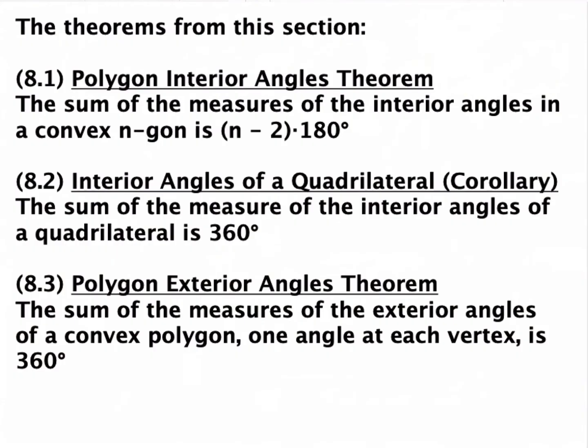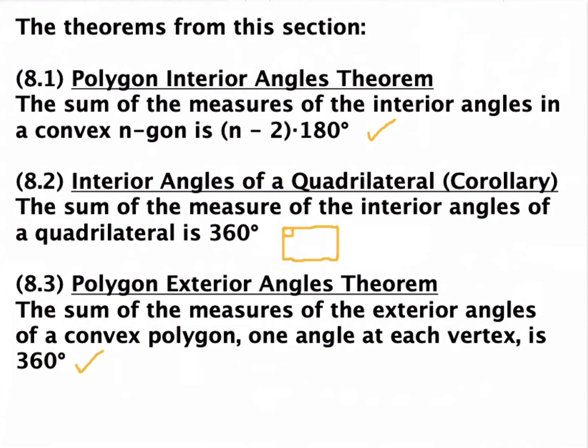These are the theorems from this section. The first one we've already talked about. It's just the formula, n minus 2 times 180. And the last one we talked about, the polygon exterior angles theorem, that the outside angles add up to 360. They put in an extra theorem. It's called a corollary because it goes on with 8.1. In the special case of a four-sided shape, 4 minus 2 times 180 is 360, but that's a good one just to have memorized in your head.